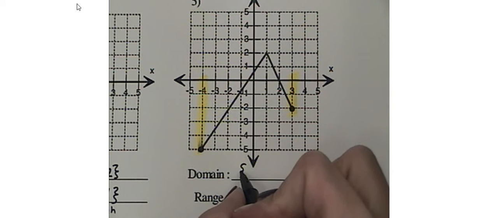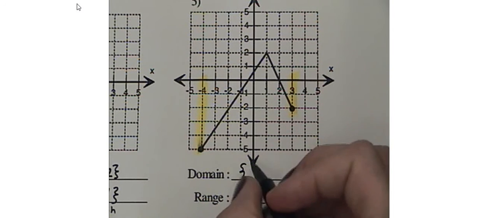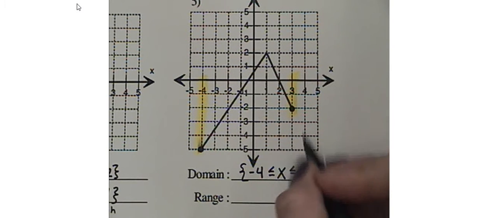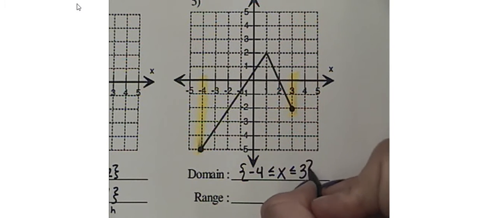So start with our fancy bracket. -4 is my lowest number furthest to the left. Less than or equal to x, less than or equal to a +3.